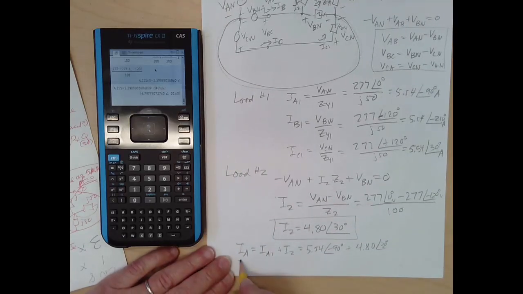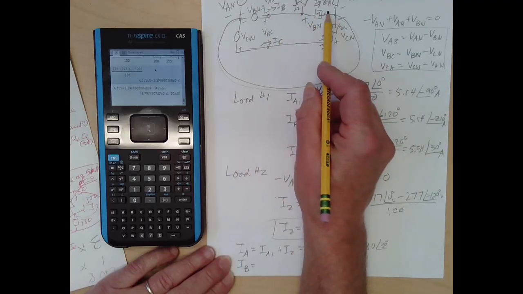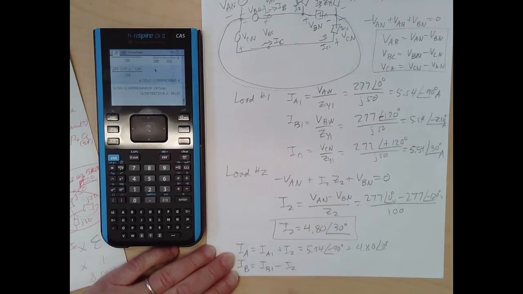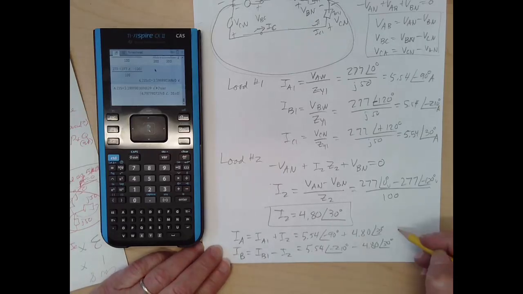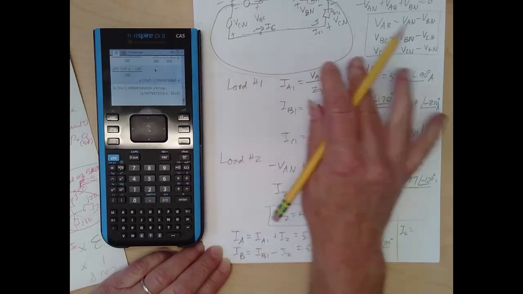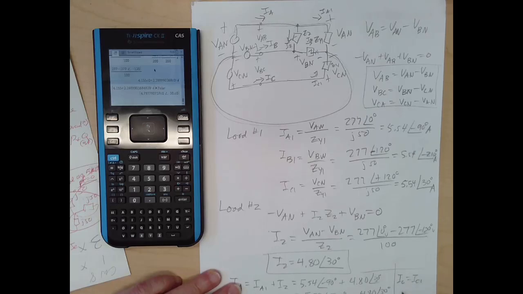All right, how about IB? IB, we have IB1 coming out, but we have I2 coming in, so it's going to be IB1 minus I2. All right, so 5.54 angle of negative 210 minus 4.8 angle 30. And then finally, let's save a little space here. What is IC? We're looking up here. IC is just IC1, so the 5.54 angle 30.